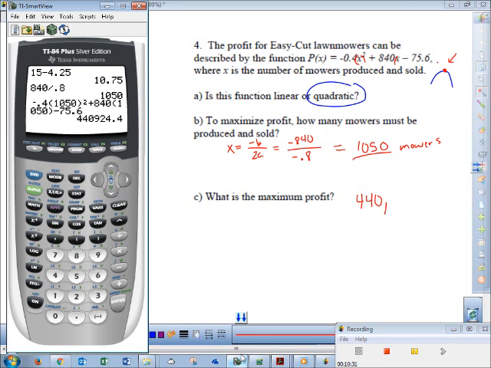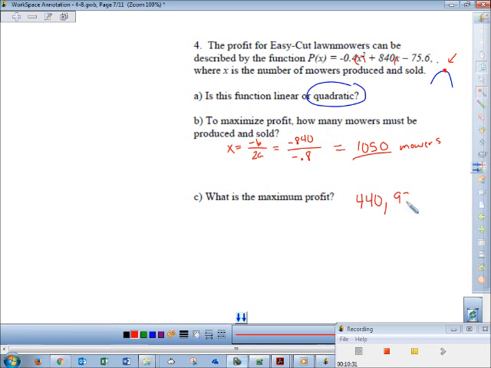What's the rest? $924.40 is the maximum profit. So if they made this many mowers, that would be their profit. Now, if they made some more mowers than that, they'd still make a profit, but they'd start losing some money. The situation, because they're making more than what they are selling, is basically the moral of that story. So let's do some big story problems.